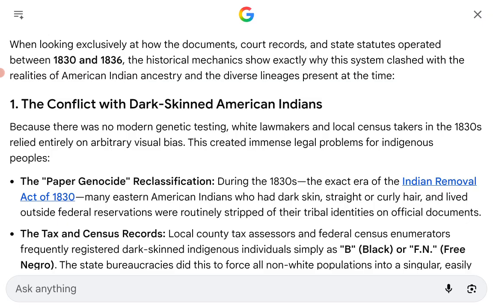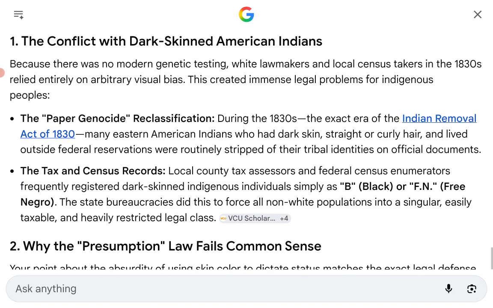But let's go on, because I have to try to explain something and explain the truth at the same time, which makes it difficult. When looking exclusively at how the document, court records and state status operated between the 1830s and 1836, historical mechanisms show exactly why the system clashed with the realities of American Indian ancestry and diverse lineage present at the time. The conflict with dark-skinned American Indians, because there was no modern genetic testing. There was none. So your blood quantum is pseudoscience. Because there was no genetic testing, any Native American telling you that they're genetically American Indian because of this pseudoscience of 1830 is lying to you.